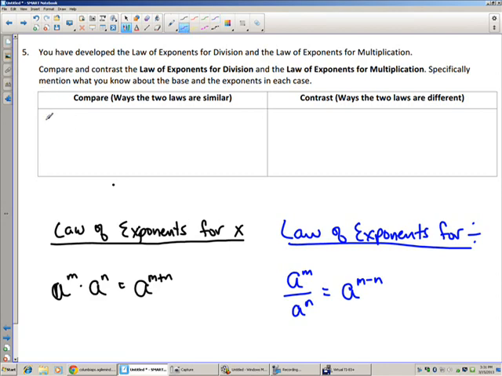In other words, this wouldn't apply if that was like an a to the m and that was like a b to the n. So a as in apple, b as in boy. If these bases were different, I couldn't do this. Same as that guy over there.